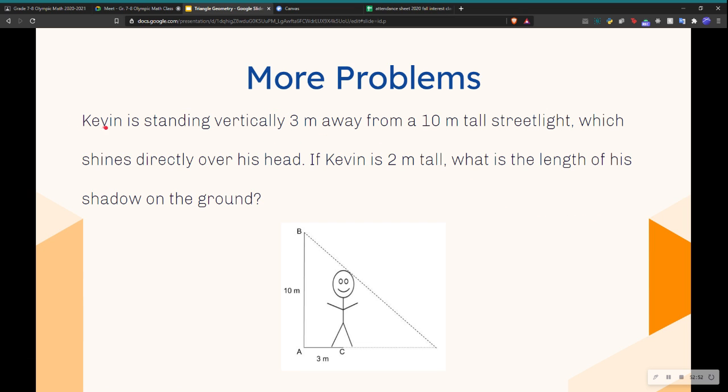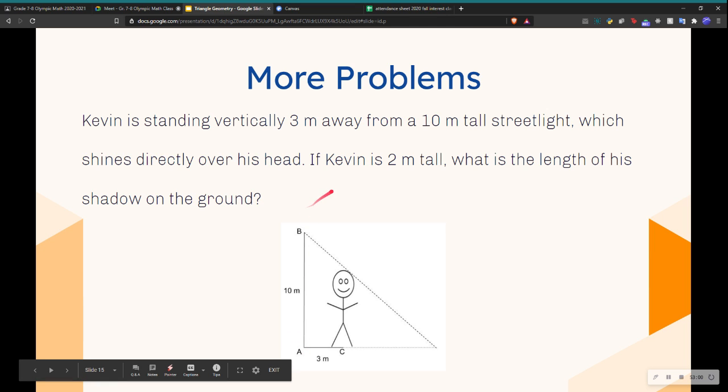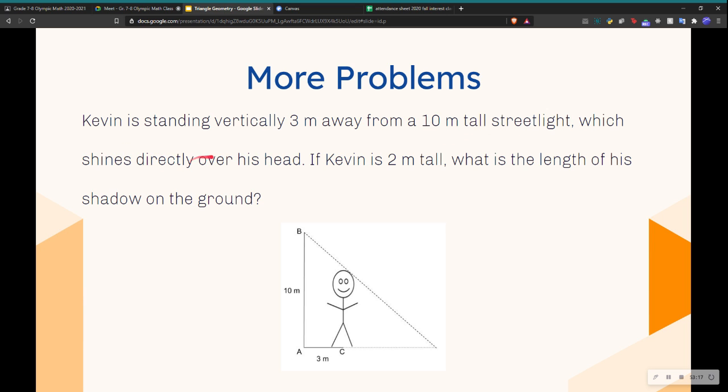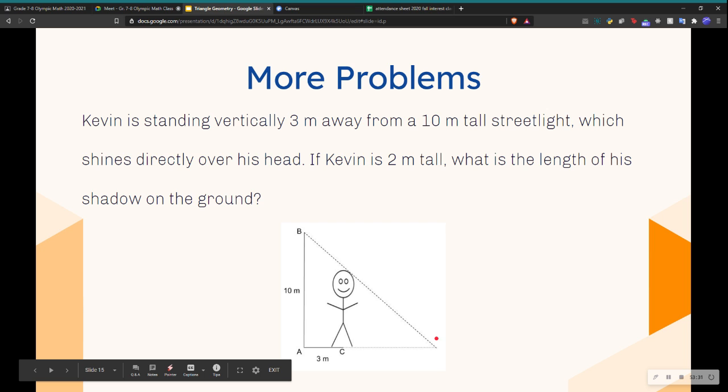So here, Kevin is standing vertically 3 meters away from a 10-meter tall streetlight. Streetlight right here, I named it AB, 10 meters tall. Here's Kevin. He's standing perpendicular to the ground, and he's 3 meters away from it. I call this distance AC. The light is at B, shining directly over his head so that it's touching it, like tangent to it, but it doesn't cross through it. Say that light goes all the way over here.